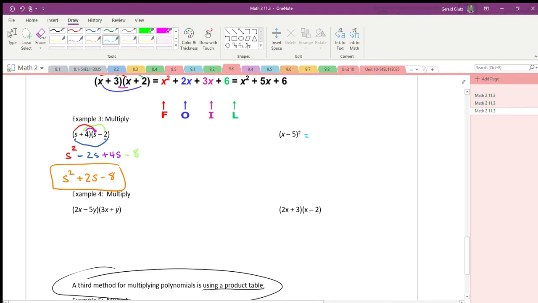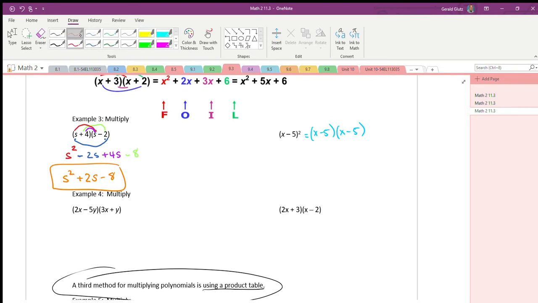So again, never ever distribute an exponent when you have pluses or minuses inside the parentheses. I cannot do that. So you have to write this out like this: x minus 5 times x minus 5. That's what the squared means. So now if we're using FOIL, FOIL starts with F, so that's first. So x times x is x squared. Outside, x and negative 5. So x times negative 5 would be minus 5x.